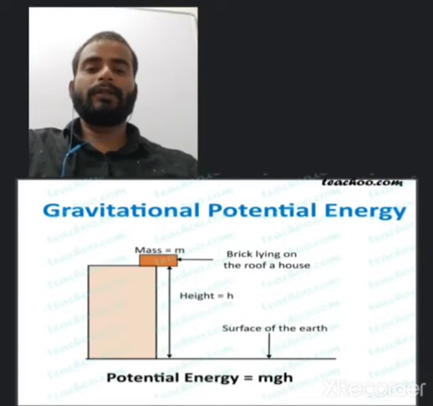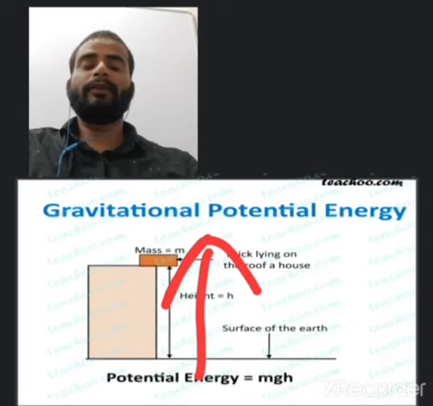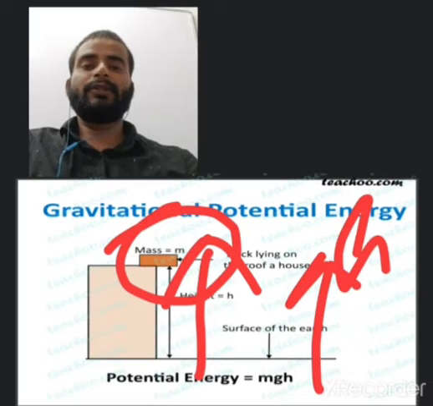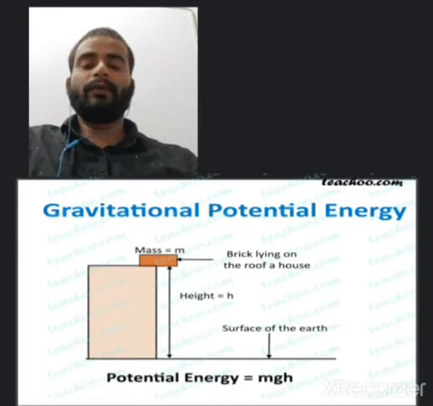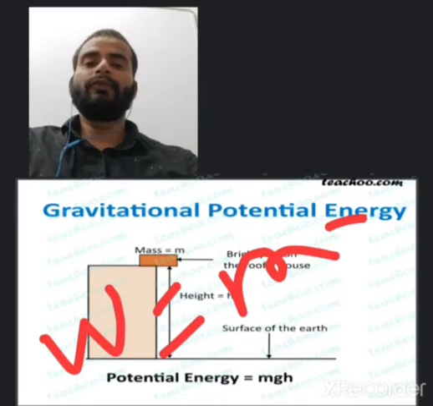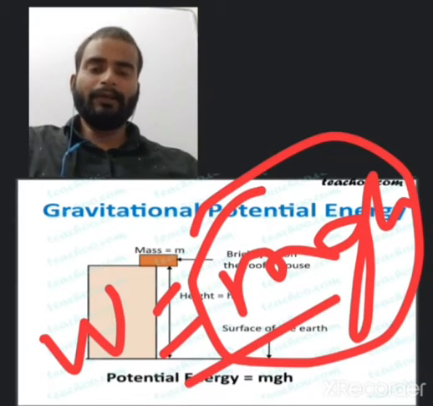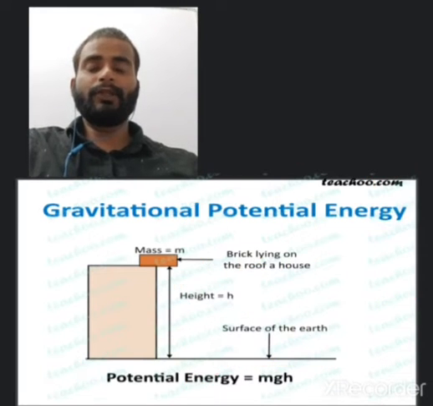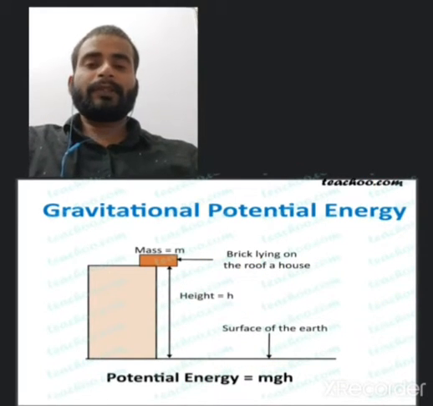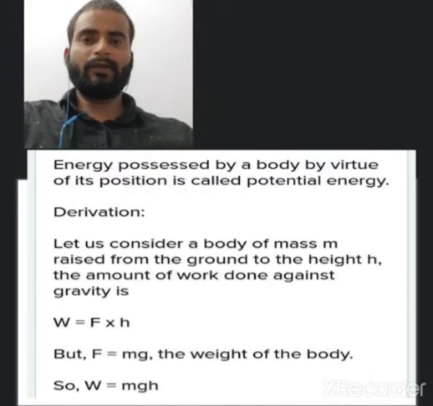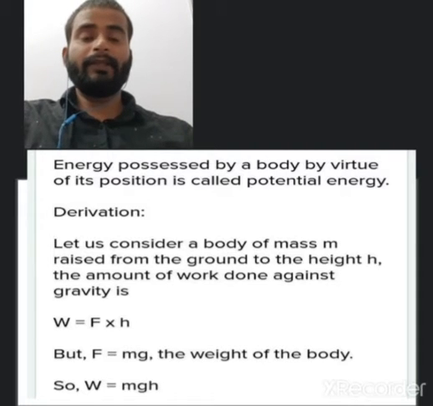If we are lifting the box, and the box is kept here at a height h, what will be the work done here? Work done would be mgh. And mgh is gravitational potential energy. So potential energy is due to the position, shape and configuration of an object. If anything is kept at a height, it has which type of energy? It has potential energy.